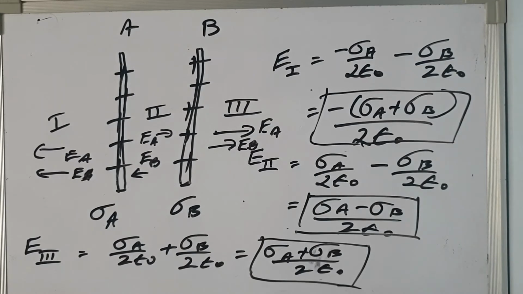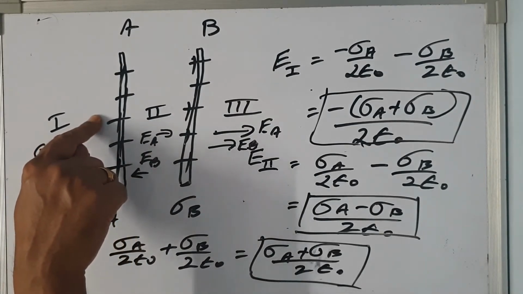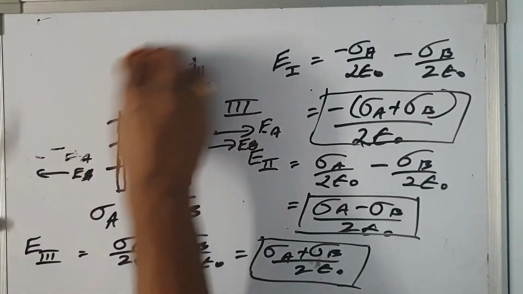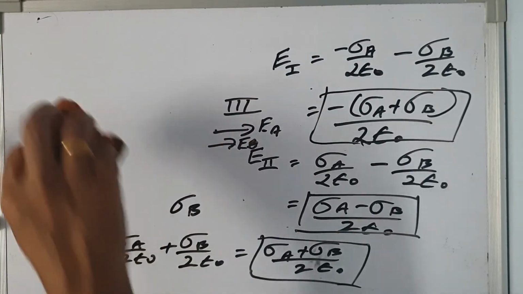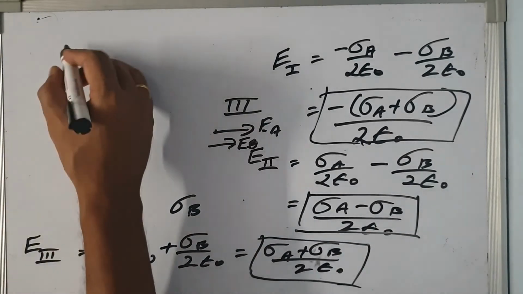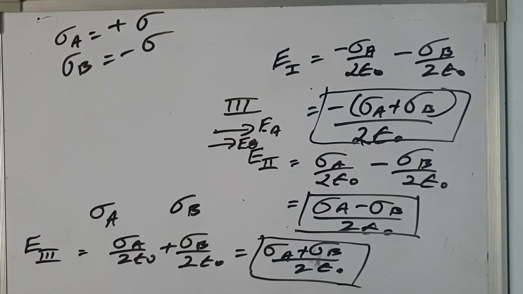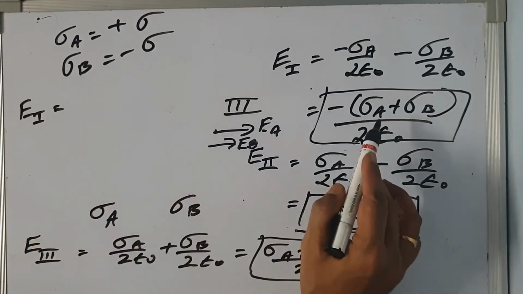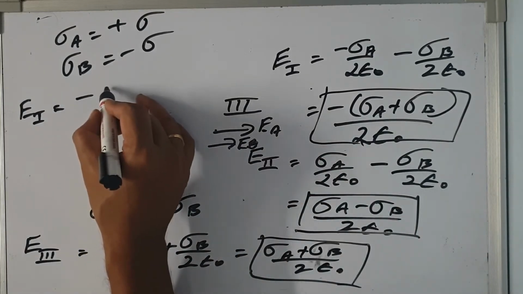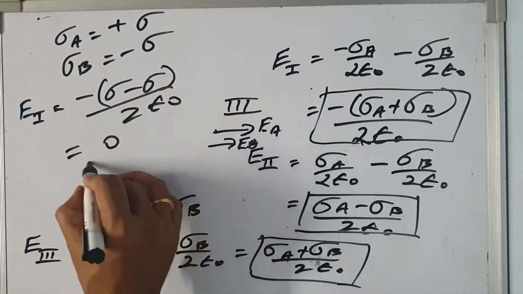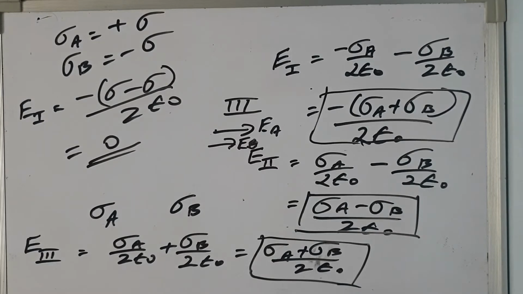Now let us take a case in which plate A is positively charged with surface charge density sigma, and plate B is negatively charged with surface charge density minus sigma. Magnitude of sigma is the same in both. So what will happen to E1, E2 and E3? Now, sigma A is plus sigma, sigma B is minus sigma. Then what happens to E in region 1? Minus of sigma minus sigma upon 2 epsilon naught, which is 0. The electric field on the left hand side, region 1, is 0, if one plate is positive and the other is negative, having equal surface charge density.